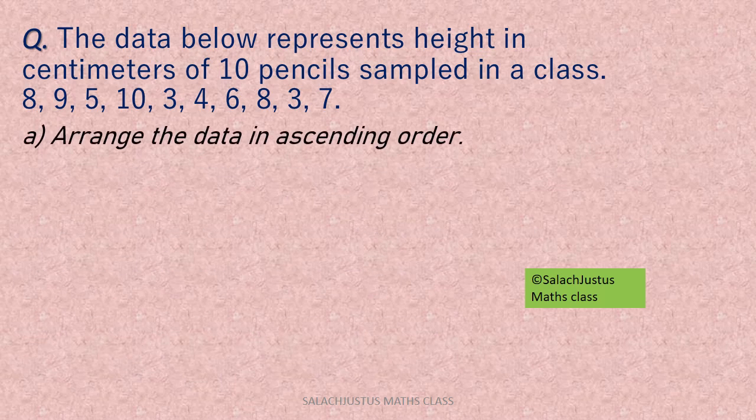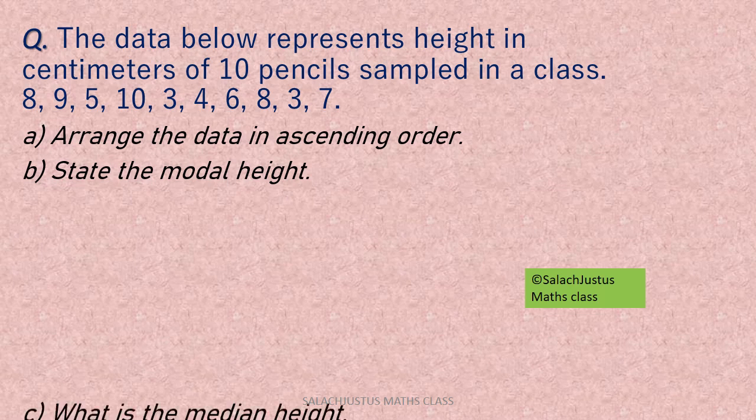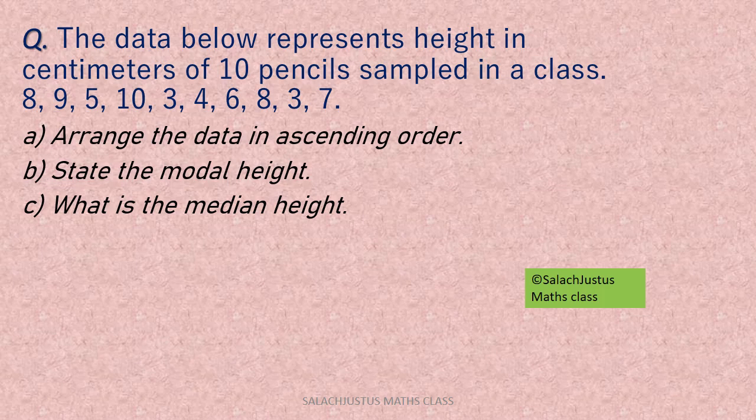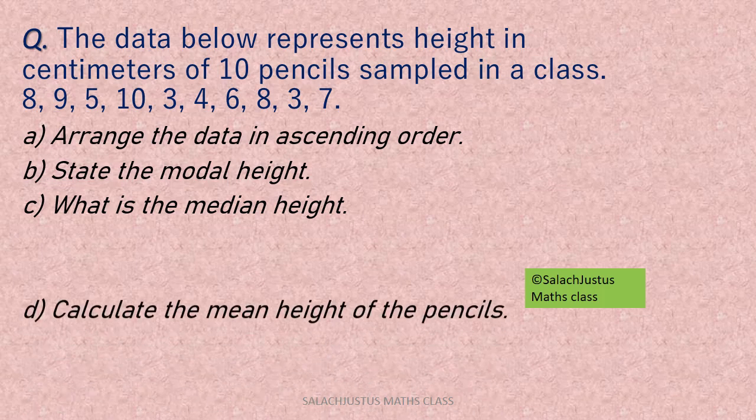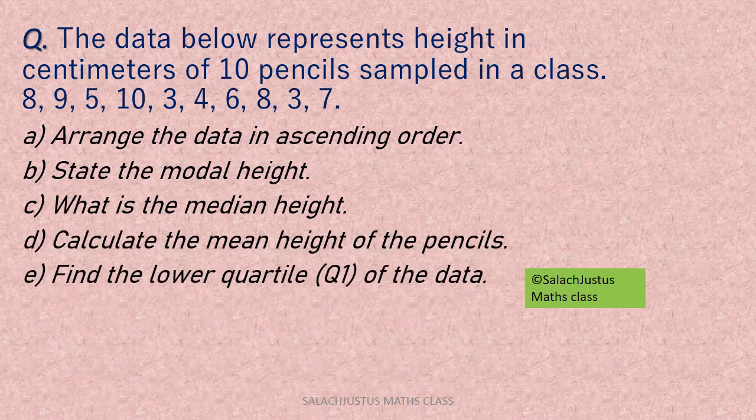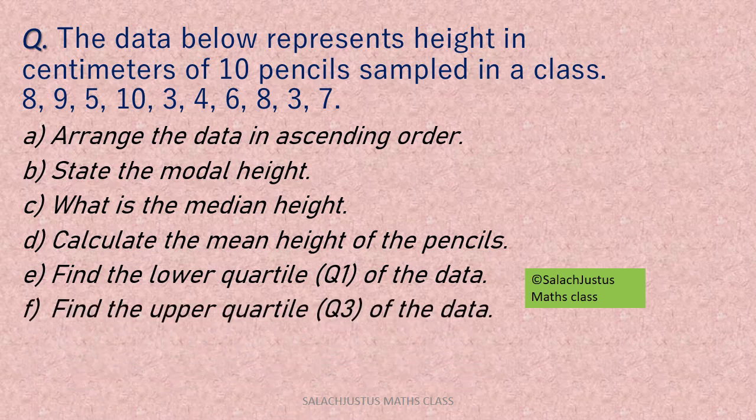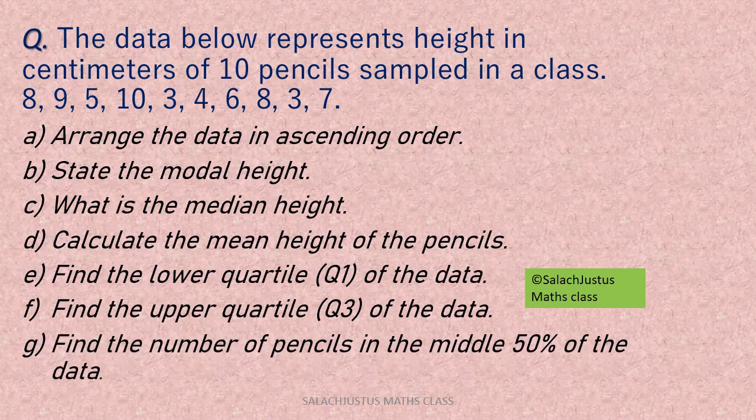For the first question, we shall arrange the data in order, that is ascending order. We shall state the modal height. We shall also find the median. We shall calculate the mean. We shall find the lower quartile. We shall calculate the upper quartile and find the number of pencils in the middle 50% of the data.